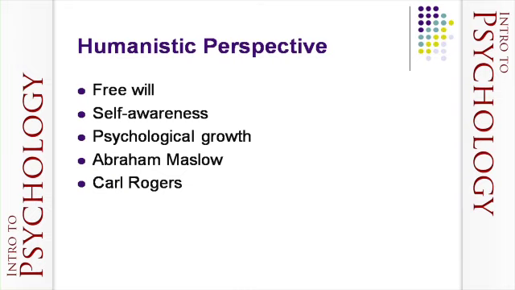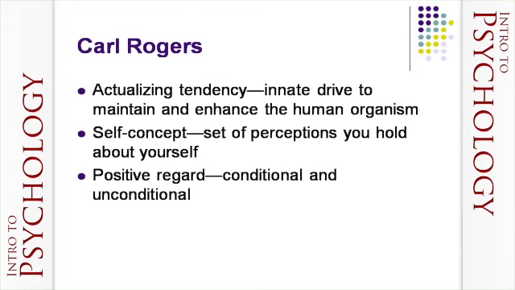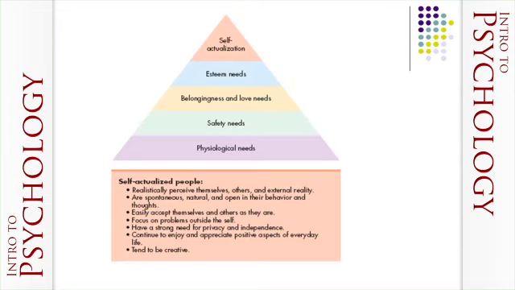The humanistic perspective from chapter 8 or modules 15 and 16, okay? Free will, self-awareness, psychological growth. So Maslow and Rogers are the big names in the humanistic approach. So Rogers said actualizing tendency, meaning innate drive to maintain and enhance the human organism. And self-concept is the set of perceptions you hold about yourself, like self-esteem, okay? Positive regard, conditional and unconditional. So that's the hierarchy you learned from modules 15 and 16 last week, okay? The same thing.